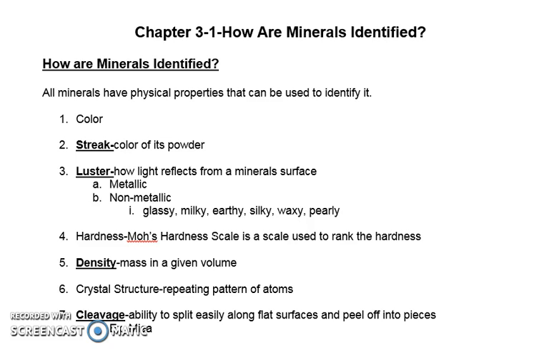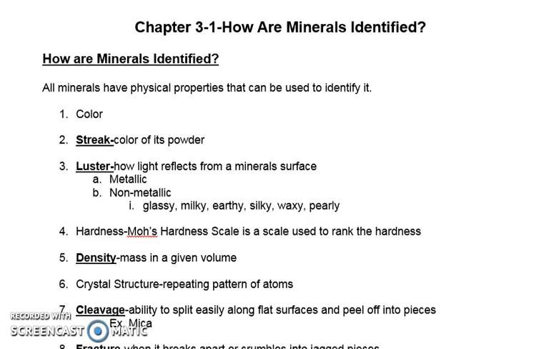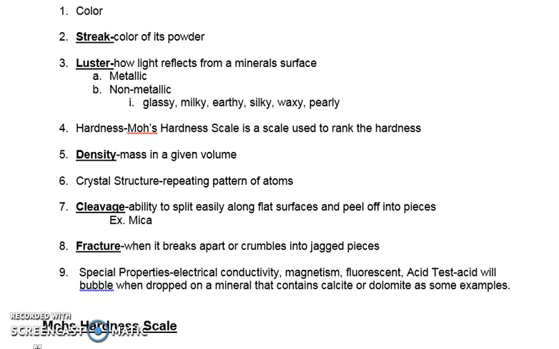Our fourth thing that we can do, our fourth test, would be a Mohs hardness scale test. And it's a scale that's used to rank the hardness of minerals, and it's another very reliable test that we can use to identify minerals. The fifth one is density. We learned that that's mass divided by volume. 6 is the crystal structure. We won't be using that really in here.